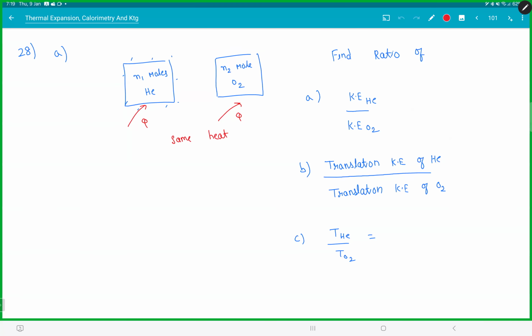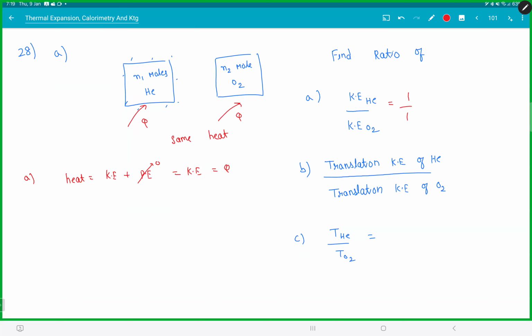What's the first answer? C. Just now we said, whatever heat you're giving, where is it going? It is going into kinetic energy plus potential energy, the total energy, but potential energy is zero. So heat is equal to kinetic energy. So 1:1, right?